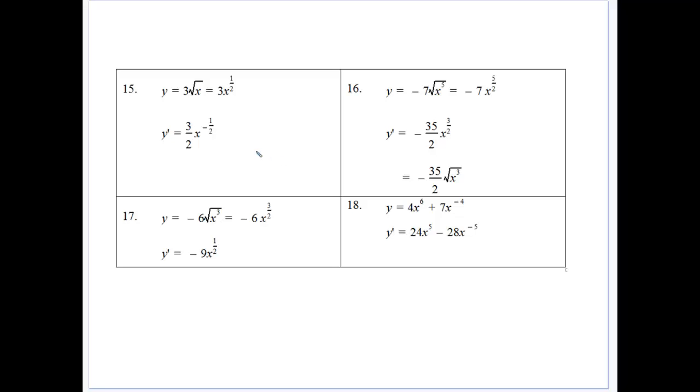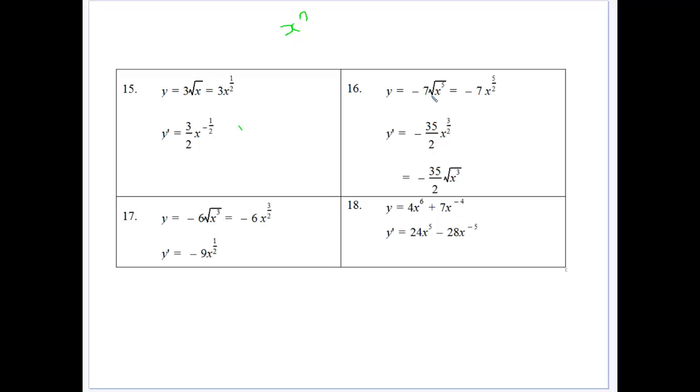This time we've got 3 times the square root of x. Again, we can't do our derivatives in that form. We need our x to the power of some number. And we know the square root of x can be written as x to the power of a half. So again, bring your half times 3, gives us 3 on 2. Subtract 1 from your power, gives us minus a half.